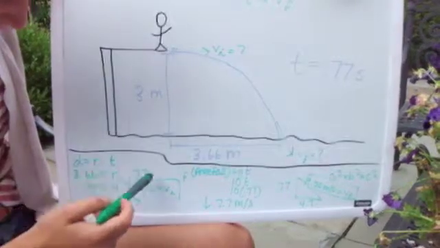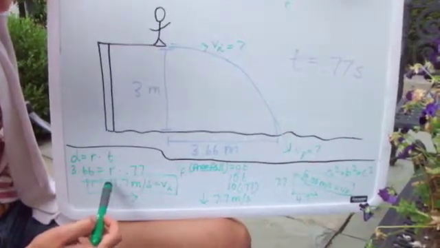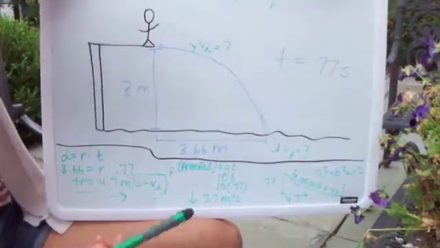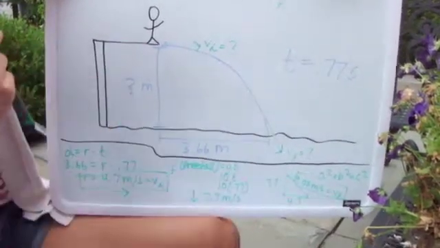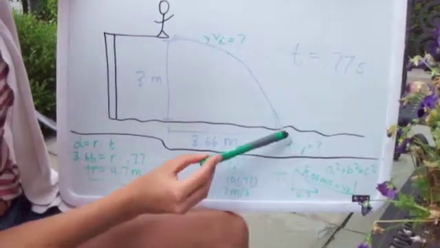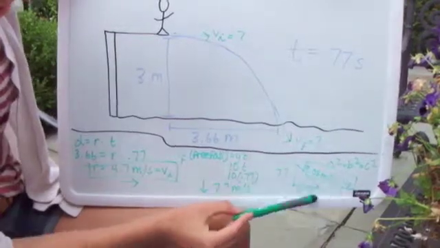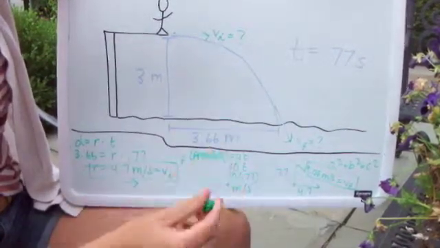Okay, so plugging in this, we can figure out that the initial velocity is 4.7 meters per second. Okay, so now we're going to try to find the final velocity. On this triangle you can see this is our horizontal, like imagine here there's a triangle. This is our horizontal velocity, which is 4.7. Now to find our vertical velocity, we're going to go here.